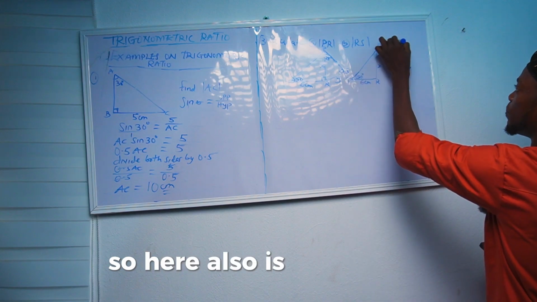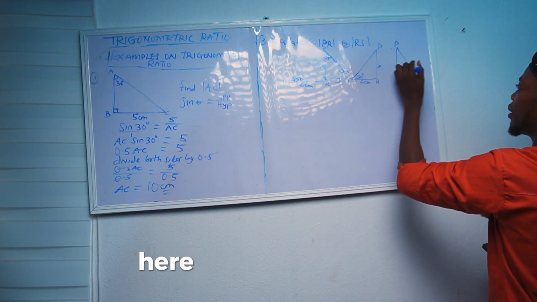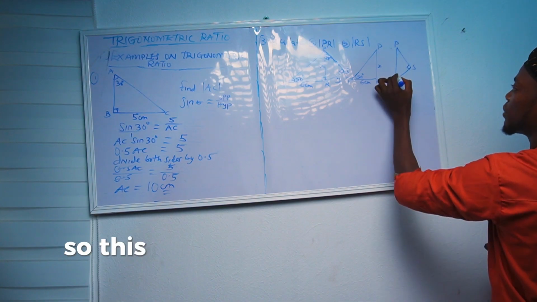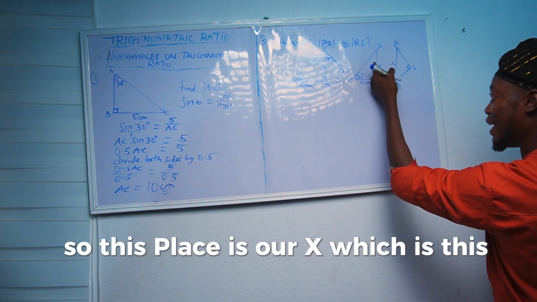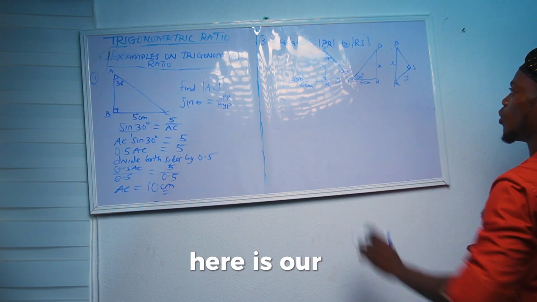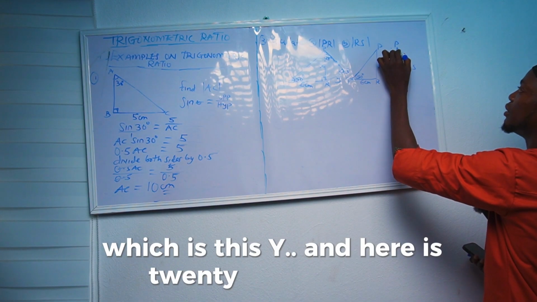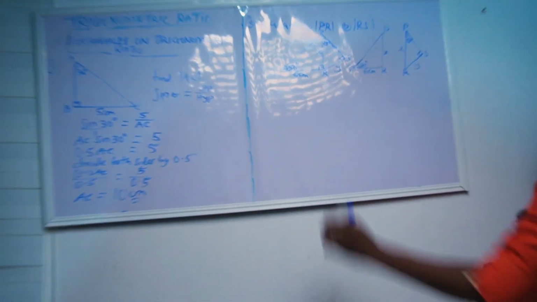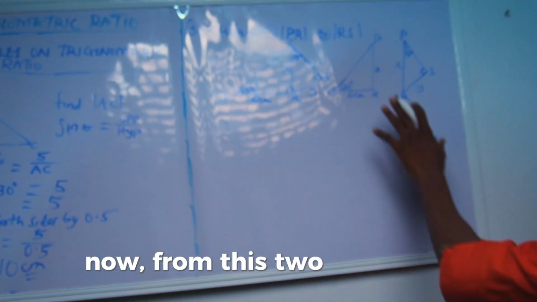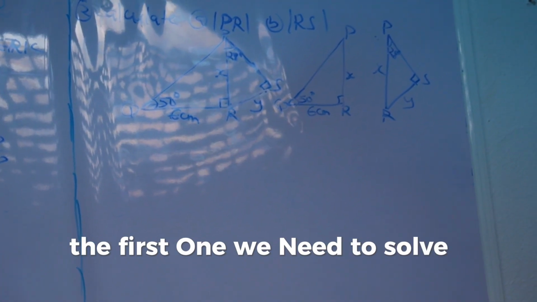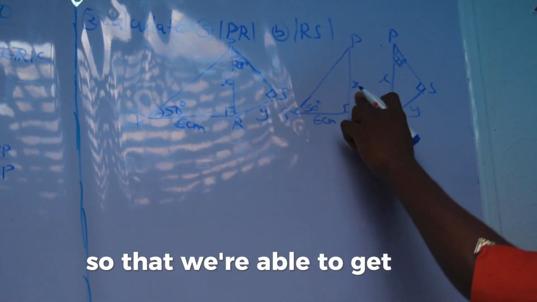So here also is P, which is P. Here is S, and here is R. So this place is our X, which is this X, and here is our Y, which is this Y. And here is 28 degree. Now, from these two right angles, the first one we need to solve is this, so that we'll be able to get our X.